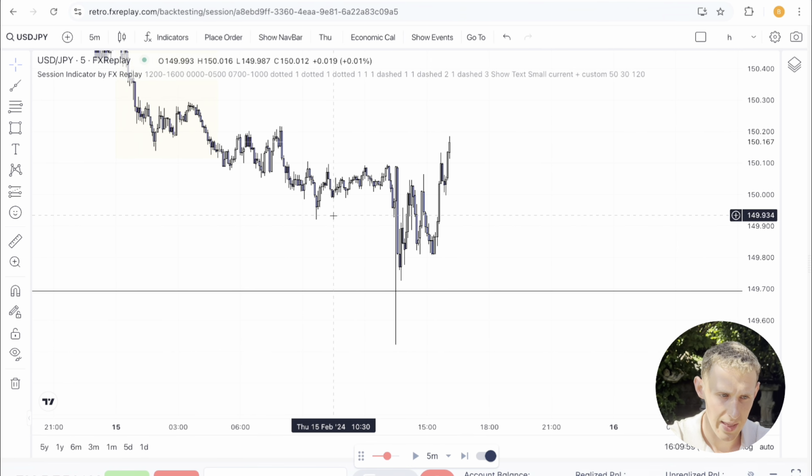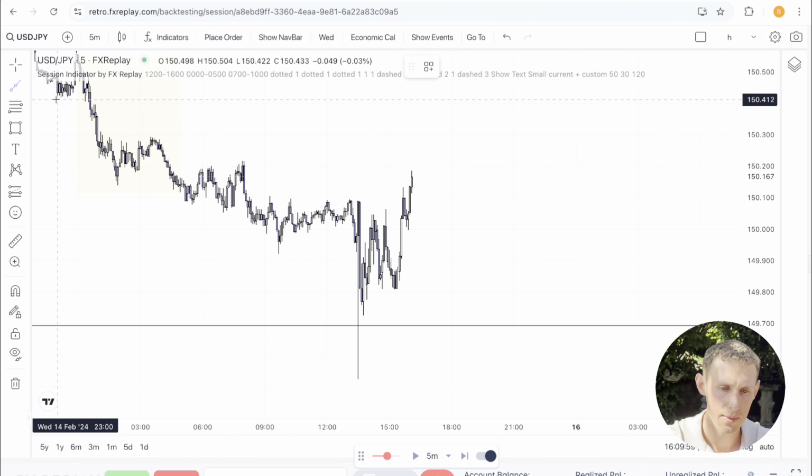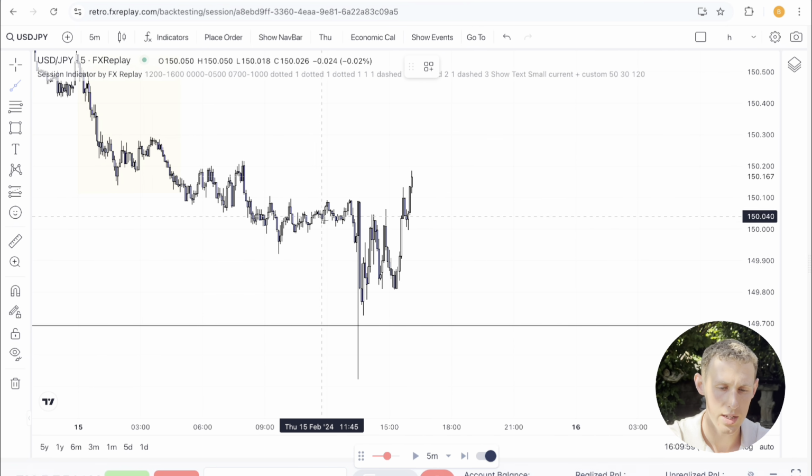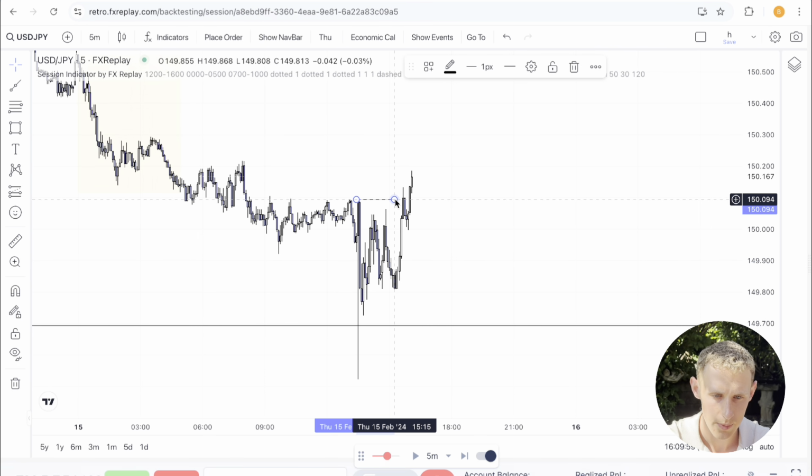Yeah, so exactly like that. That's what I was waiting for. You can see here, 5-minute downtrend into the point of interest, but once it is tapped, you then get that shift over to the upside.